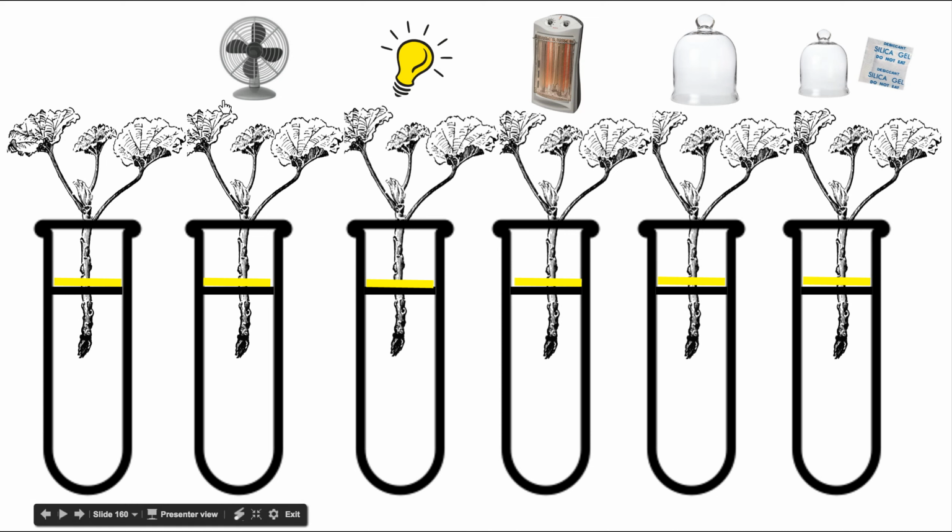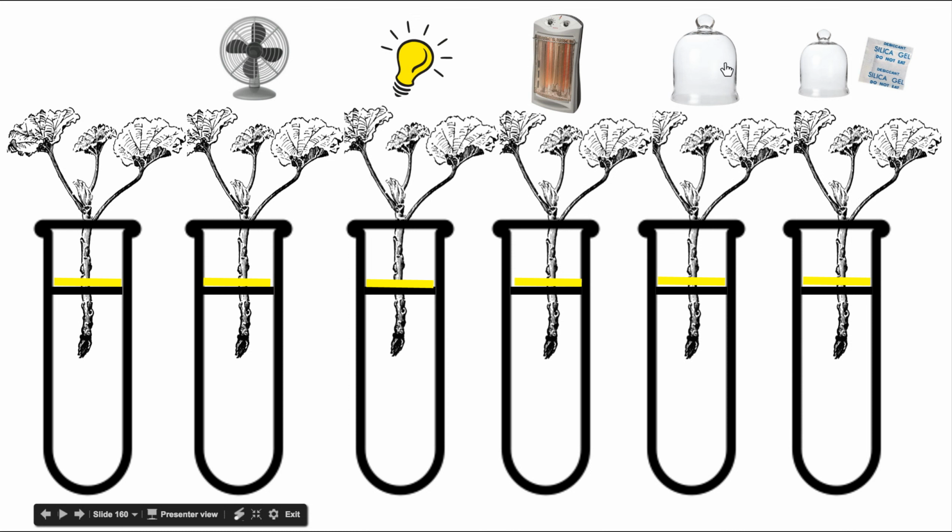So one of these test tubes is going to be placed in front of a fan, which obviously replicates increasing wind. One's going to be placed under a bright light, which increases the amount of light the plant is exposed to. One's going to be placed in front of a convection heater that's going to obviously increase temperature. One's going to be placed into a bell jar and placed on the windowsill.